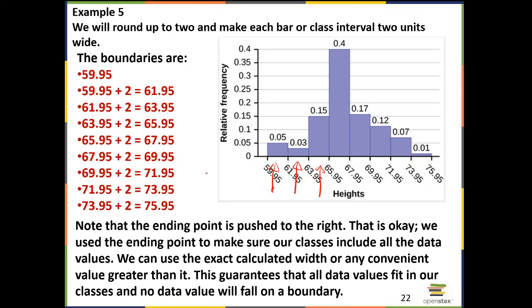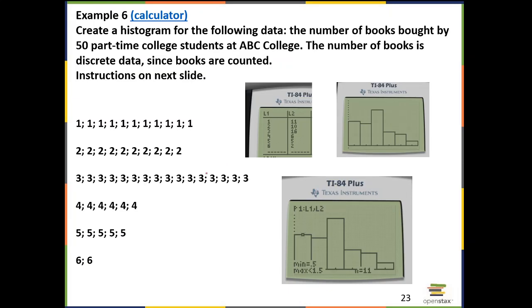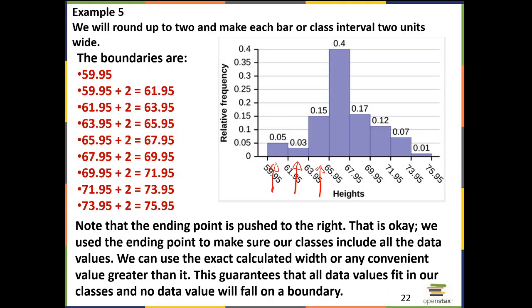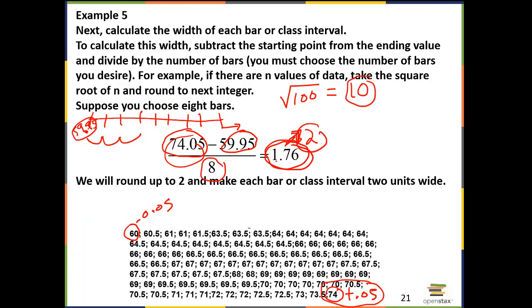Okay, now it's time to tally. So we're going to look at 59.95 and 61.95. How many numbers are in this? Well, look, this one: 1, 2, 3, 4, 5.